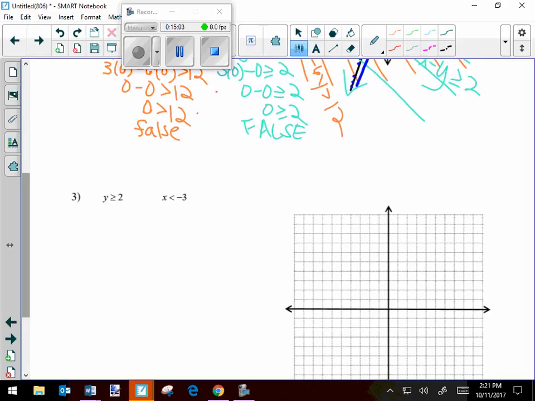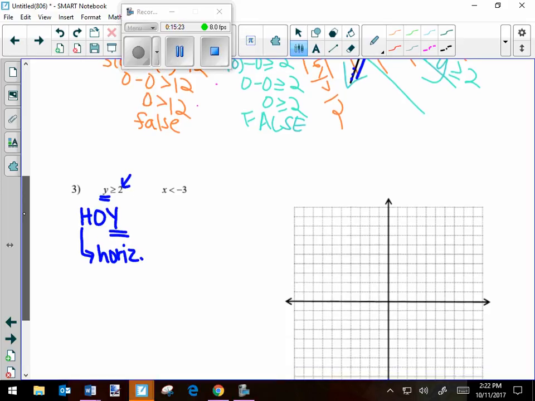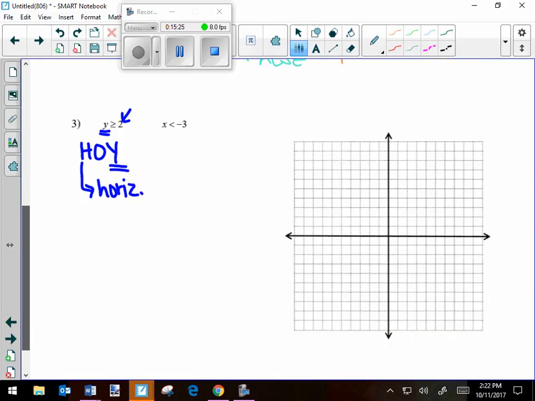These are horizontal and vertical lines. If your equation only has a y in it, it's considered a Hoy line because of the y, and the h means that it's a horizontal line. Other than that, the rules are pretty much the same. We're drawing a horizontal line that crosses at 2. What does it cross at 2? It crosses the y-axis at 2. So I'm going to go to the y-axis at 2, draw a horizontal line.